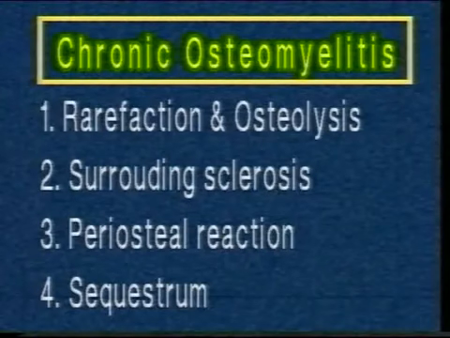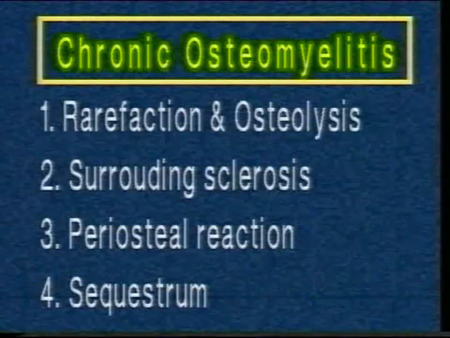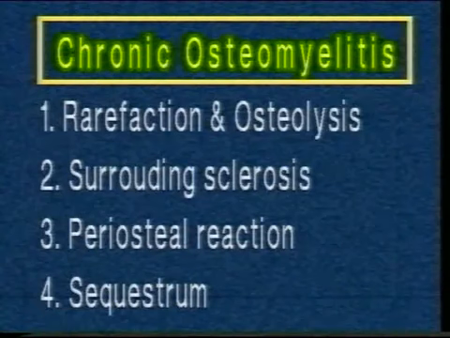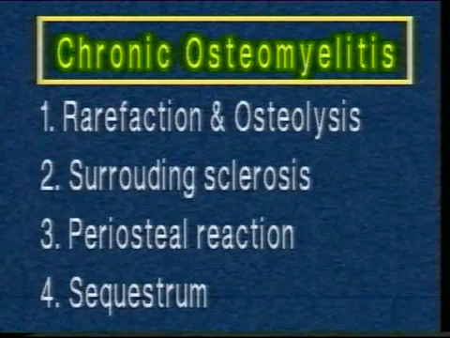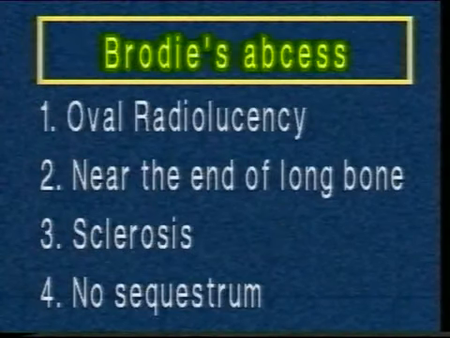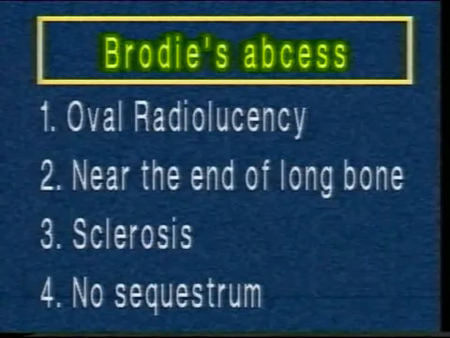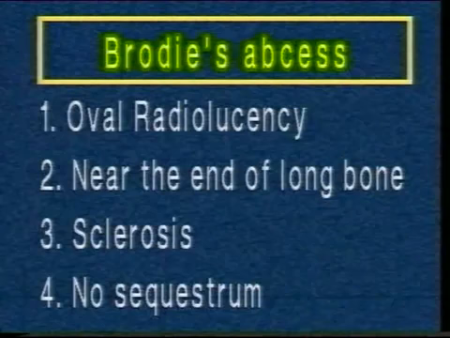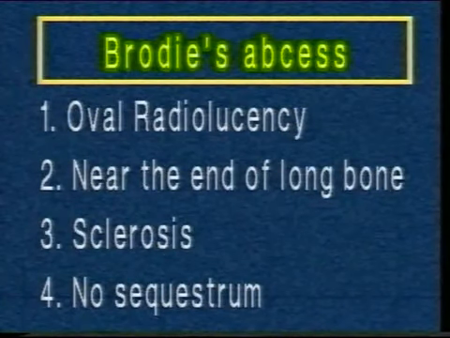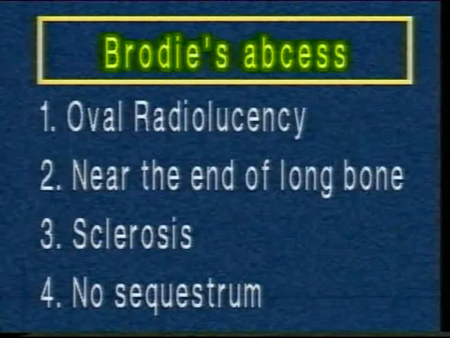So the radiological features of chronic osteomyelitis are rarefaction and osteolysis of the affected area of metaphysis surrounded by sclerosis, periosteal elevation with new bone formation, and densely radio-opaque sequestrum. The features of Brody's abscess are a well circumscribed round or oval radiolucent area near the end of a long bone. Some surrounding sclerosis may be present, but there is no sequestrum. It contains only pus.